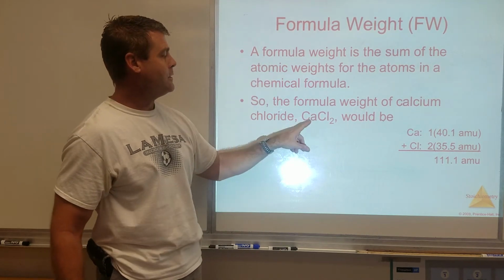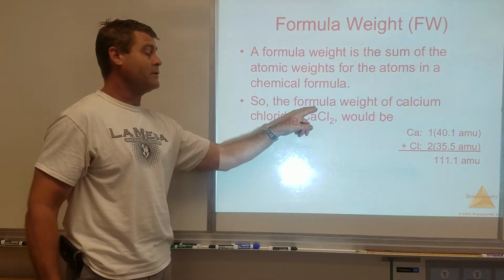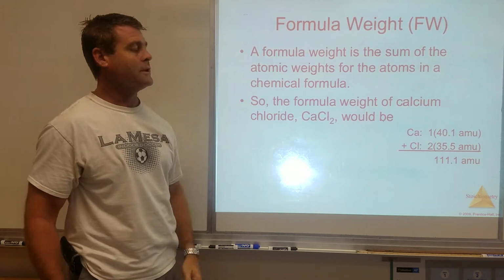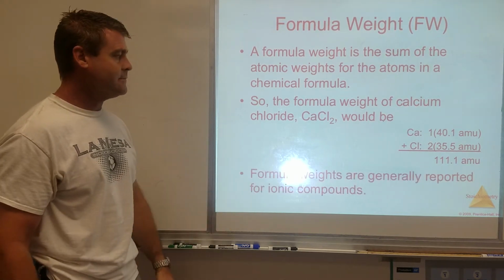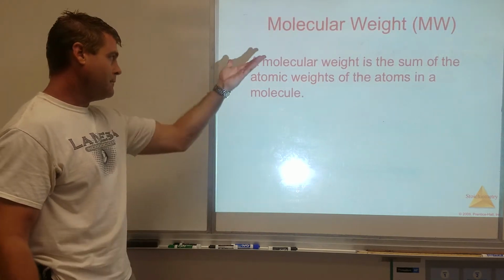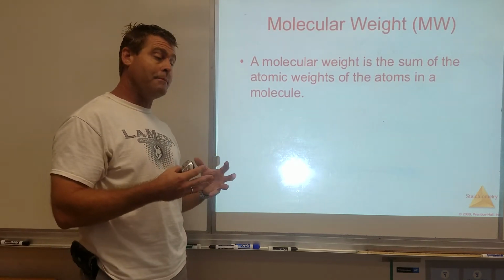Once again, they call it a formula weight when you're dealing with an ionic compound. You remember how you tell ionic? If you have a metal and a non-metal, we call it formula weight. If it was a molecule, we call it molecular weight. But this is something that should look familiar to you. Molecular weight, and remember, usually when we're dealing with molecules, you're dealing with non-metals, right?